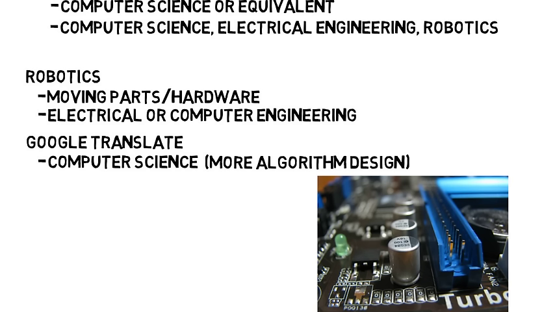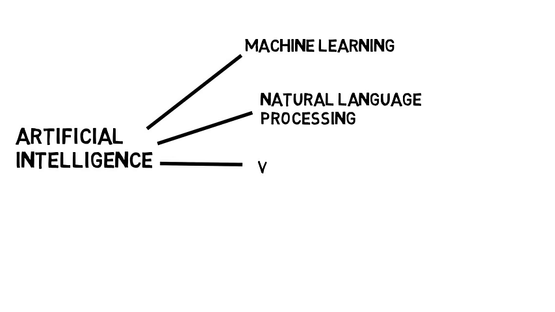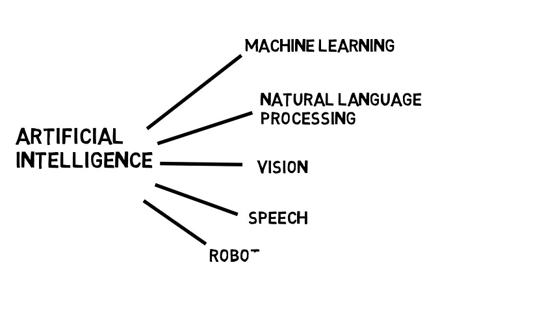But now let's dive a little more into artificial intelligence because it gets really interesting. First, artificial intelligence can be broken up into many branches. There's machine learning, natural language processing, like translating a language. There's vision, like image recognition. Speech recognition, like speech to text or text to speech. Robotics, and more.